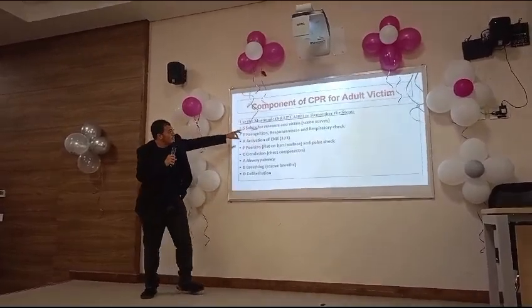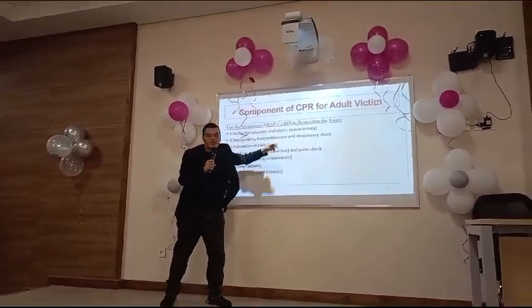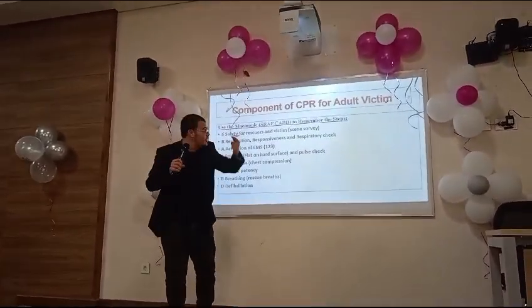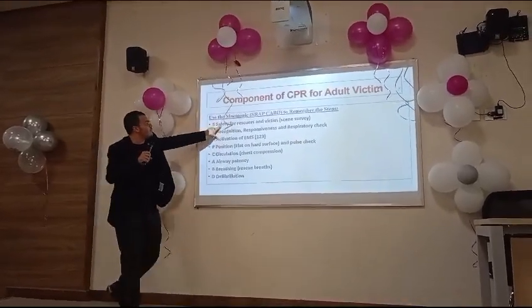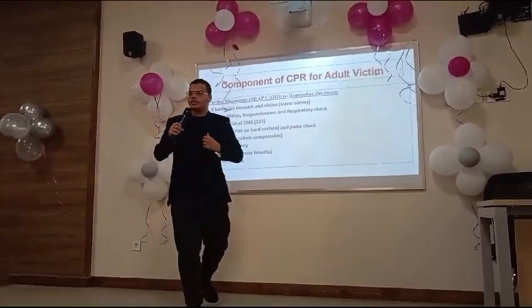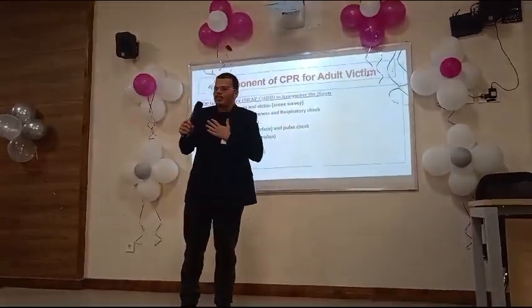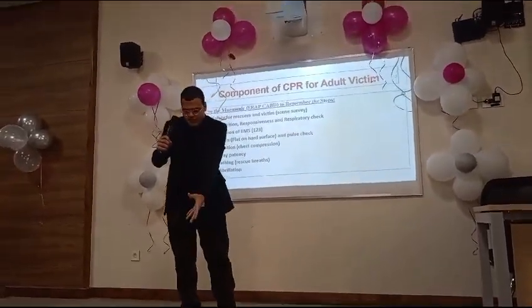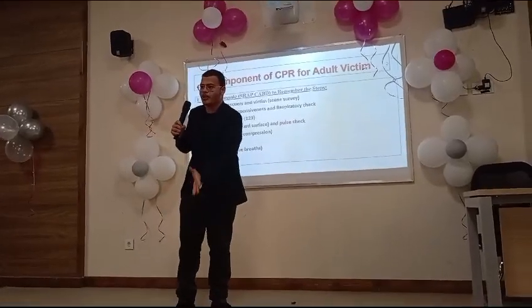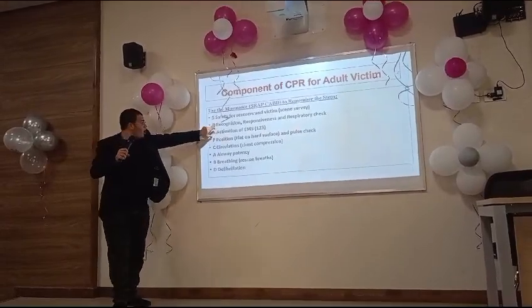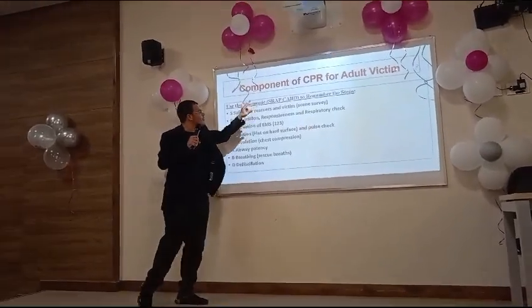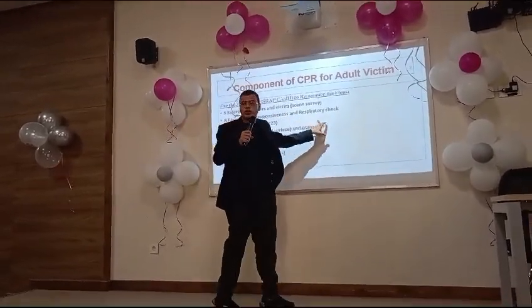We use this little word, SR CAB D, to remember the steps of the CPR in our head. The S refers to safety for rescuers and victims. I'm here in the scene and I'm looking to check the safety of myself and the victim in front of me. Okay, so that's the first step. Step 2, the R refers to recognition and responsiveness and respiratory check.